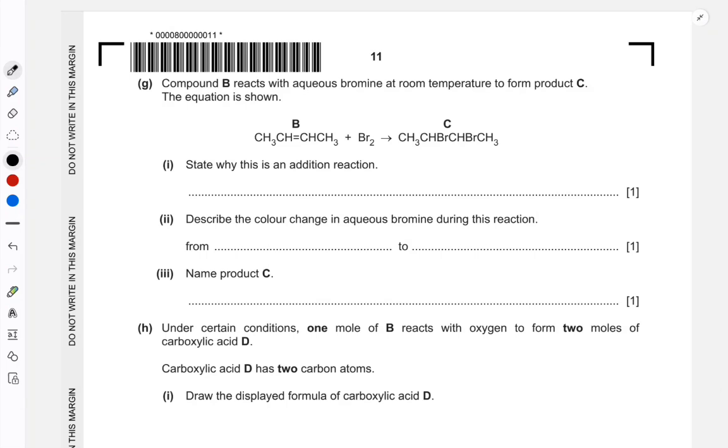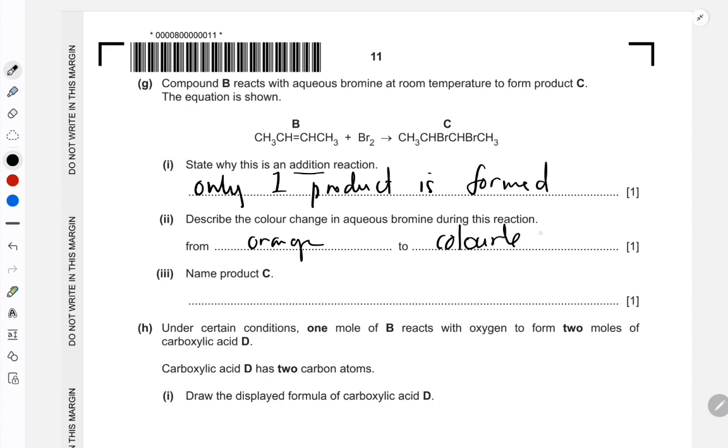Compound B reacts with aqueous bromine at room temperature to form product C. The equation states why this is an addition reaction. So when only one product is formed, so it adds on to become only one product. Describe the color change. It's orange to colorless. When the orange bromine will be decolorized.